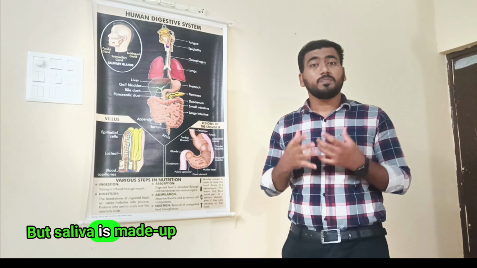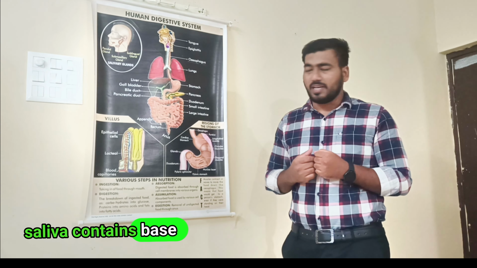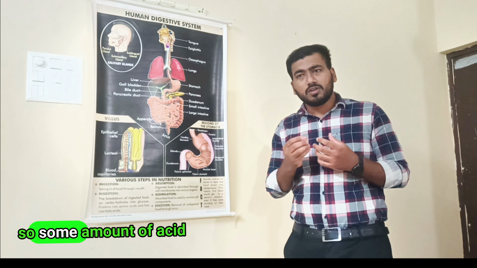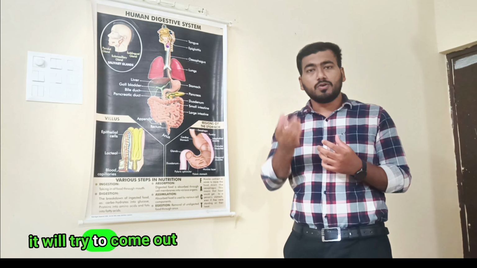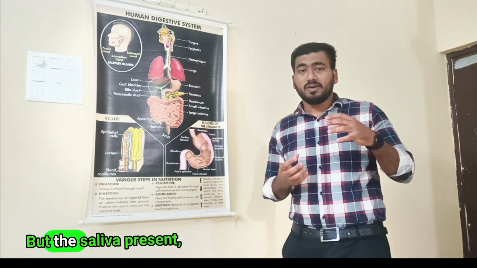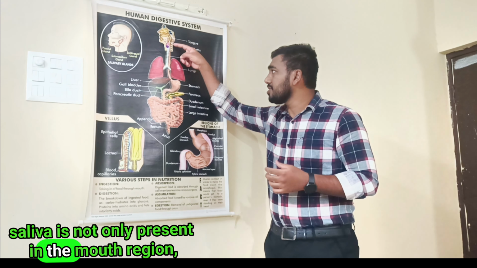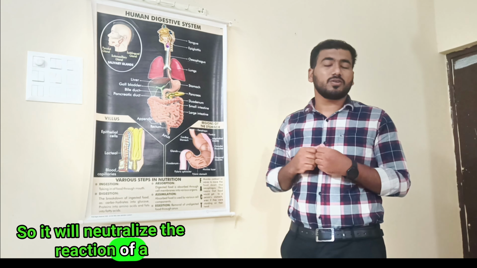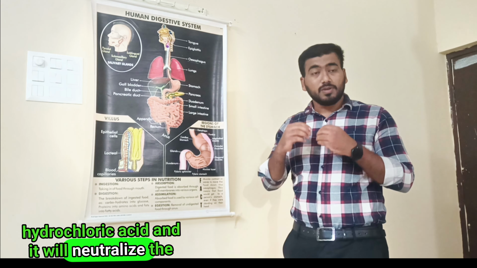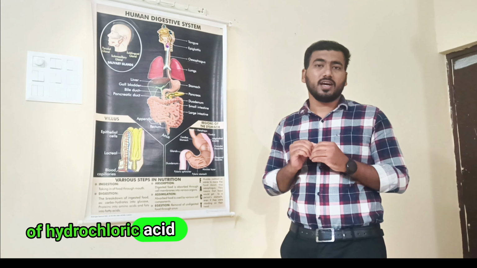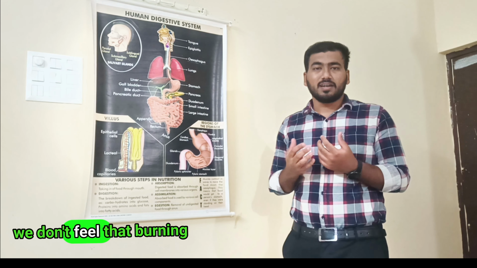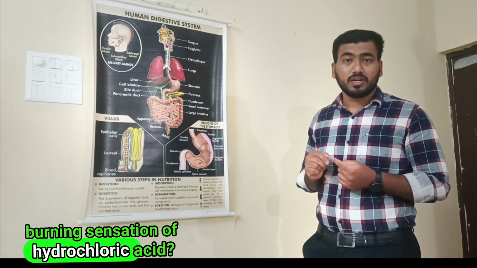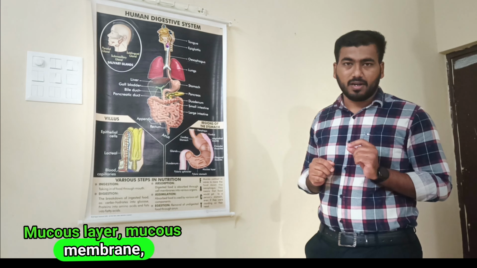Saliva contains a base and hydrochloric acid is an acid. So when we are vomiting, some amount of acid will try to come out through the mouth, but saliva is not only present in the mouth, it is also present in the esophagus region. So it will neutralize the hydrochloric acid, and it will be like normal. We don't feel that burning sensation. But what is the layer which prevents the burning sensation of hydrochloric acid? The mucus layer, the mucous membrane.